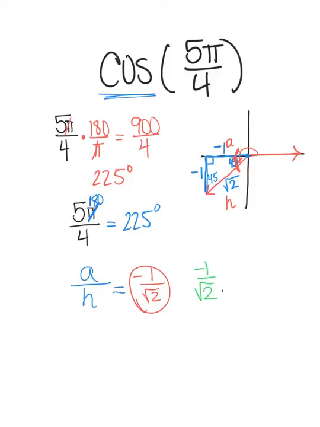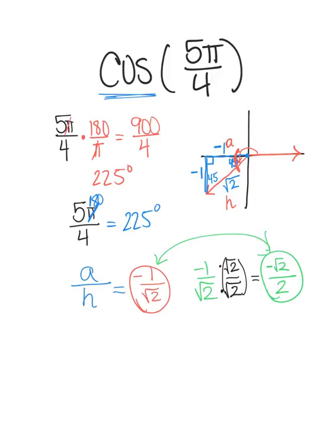So if I rationalize this fraction, I need to get rid of the square root in the denominator, which requires me to multiply by root 2. Of course, whatever I do to the denominator, I have to do to the numerator, so that I'm really just multiplying by the number 1. So -1 times root 2 is negative root 2. Root 2 times root 2 is root 4, which is, of course, 2. So these are equivalent values. The green one is rationalized, the red is not.